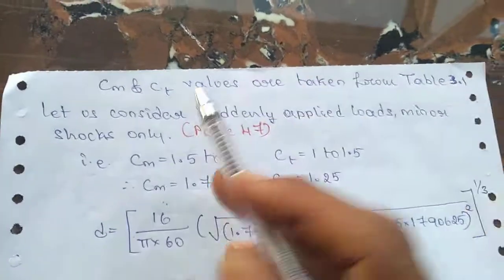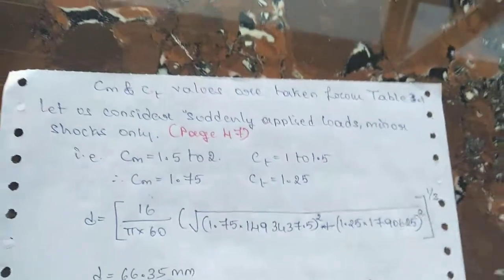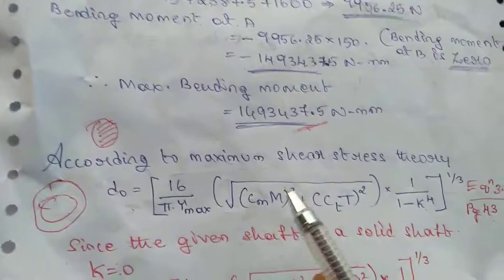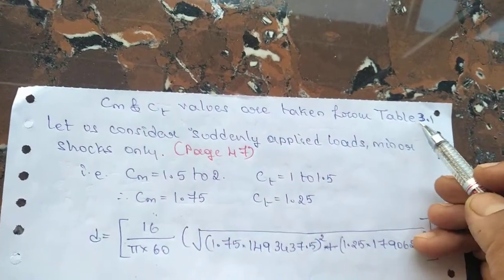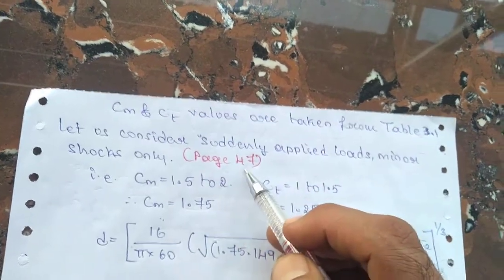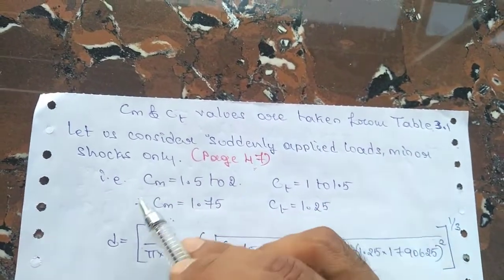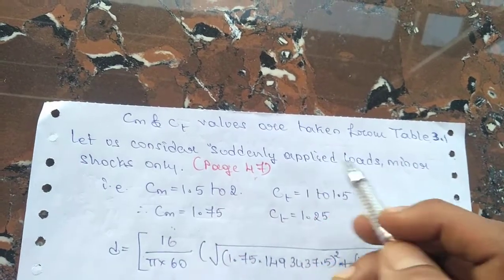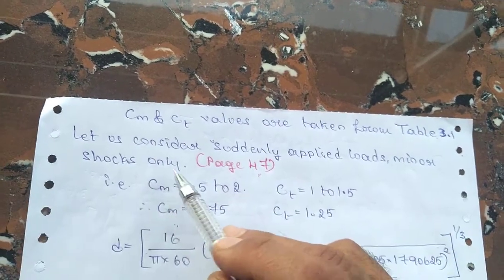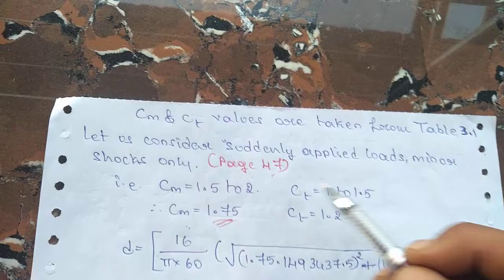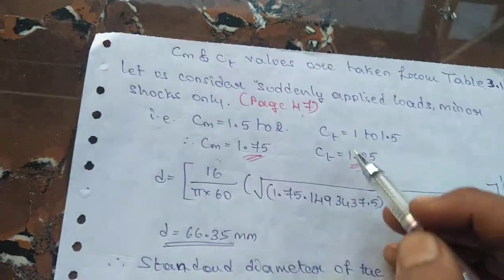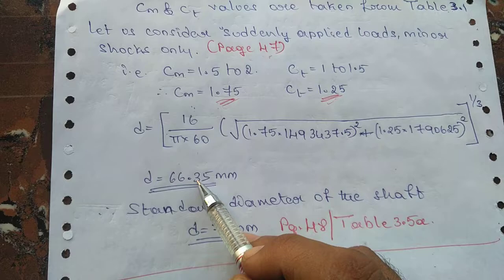We have to have cm and ct, which I have shown you in the equation. You can see cm and ct are there. These values must be determined. Where will we get this? That is table 3.1, page number 47. In page 47 we will get this value. They have given: let us consider suddenly applied loads, minor shocks only. So minor shocks we are considering. So cm I have taken an in-between value, and ct I have taken 1.25. So substitute this and you will get the d value.